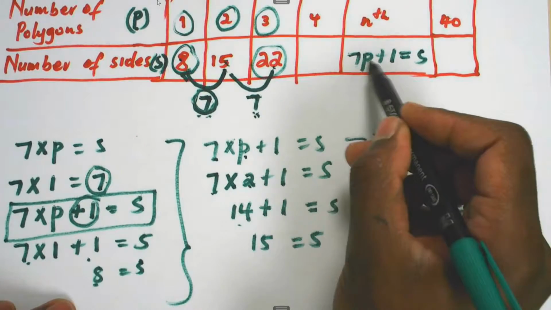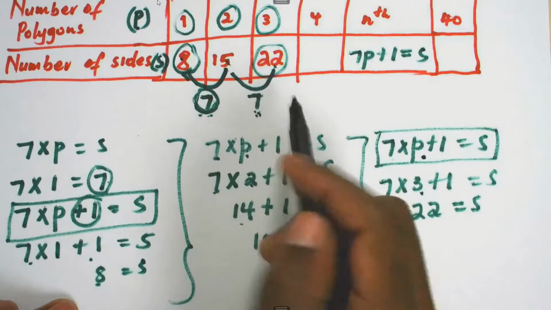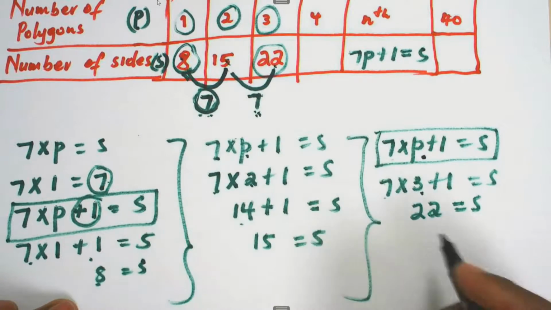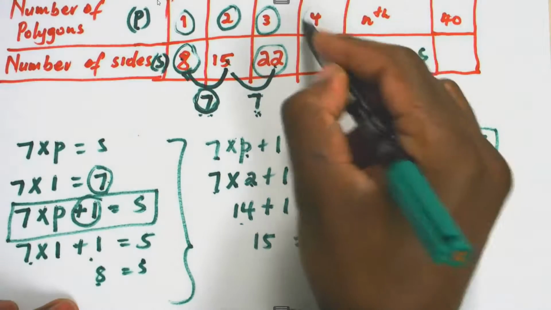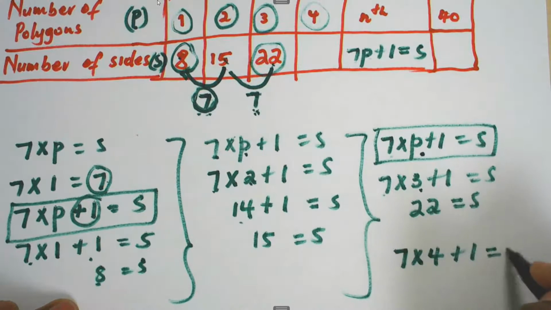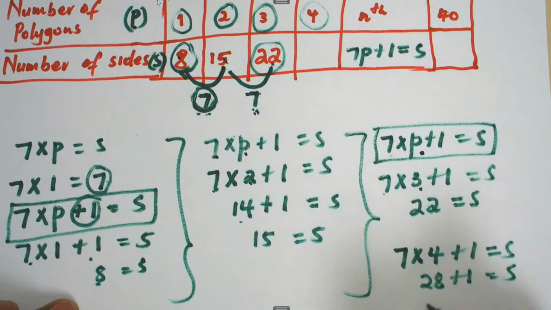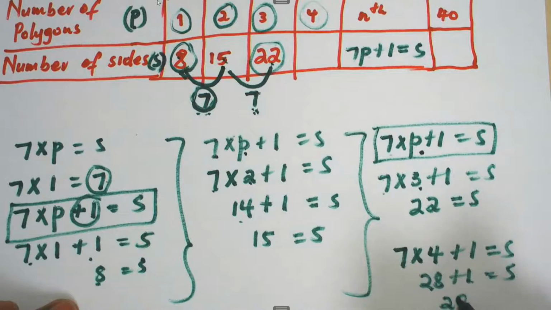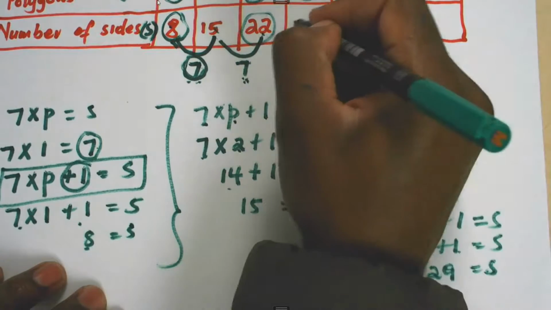Remember, 7p is the same as 7 multiplied by p. Now, if we are asked to find the fourth one, we'll just substitute. We say 7 multiplied by p, in the fourth one p is 4, plus 1 equals the number of sides. 7 multiplied by 4 is 28, plus 1 equals s. 28 plus 1 is 29, which equals s. So the number of sides here will be 29.